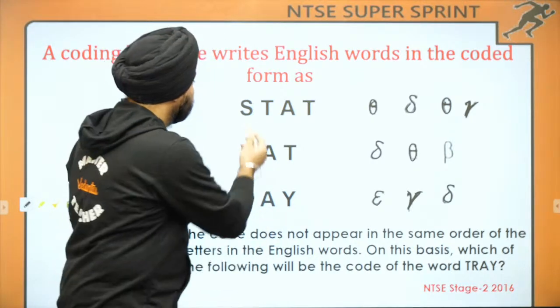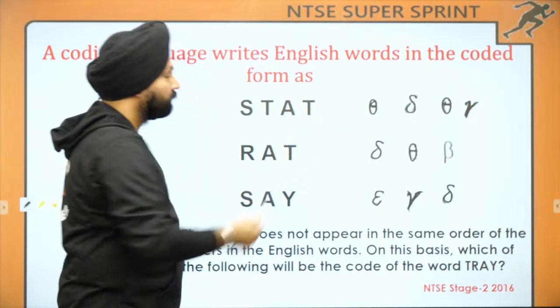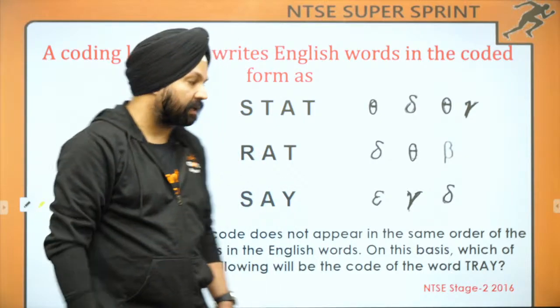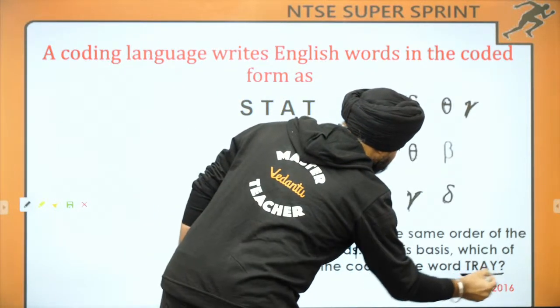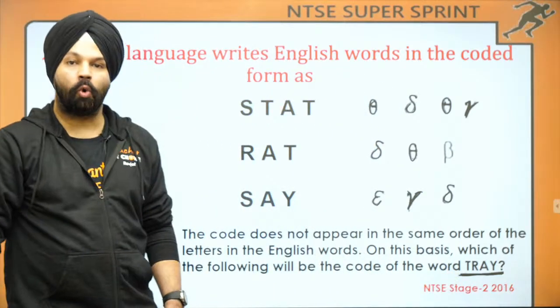Not in the same order means S never implies theta or may imply theta. We are not sure about that. We need to calculate the code for the word tray. We are looking for the code of tray.